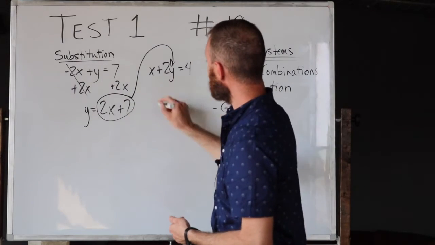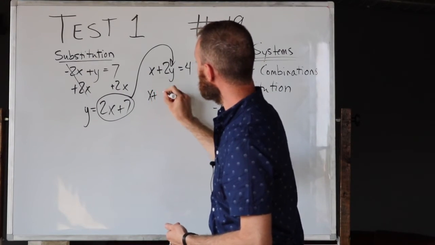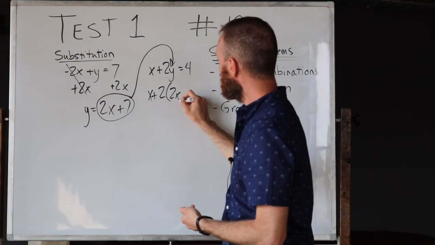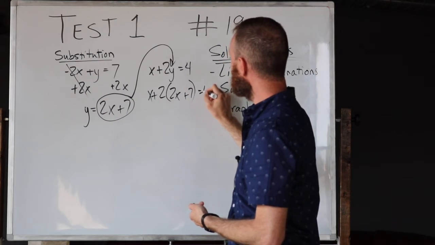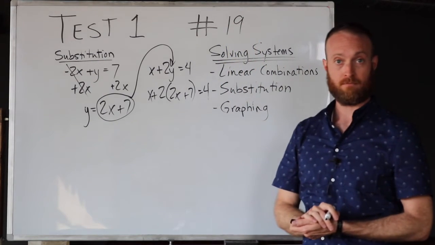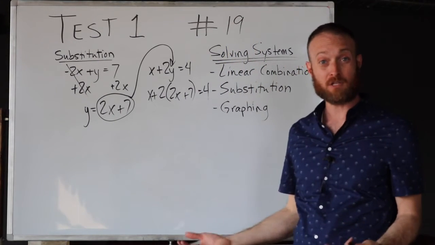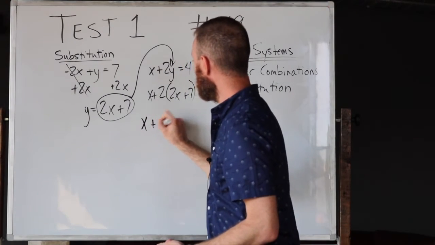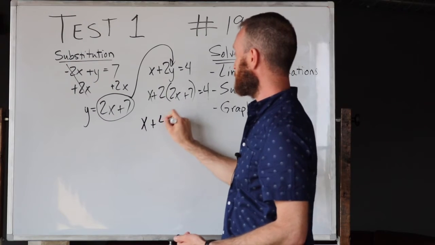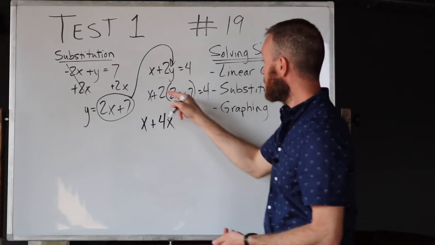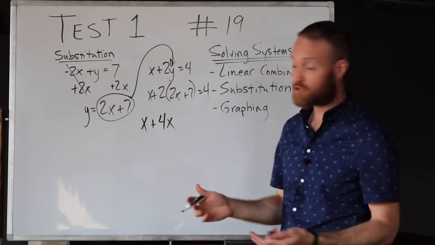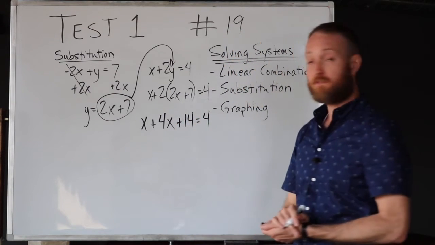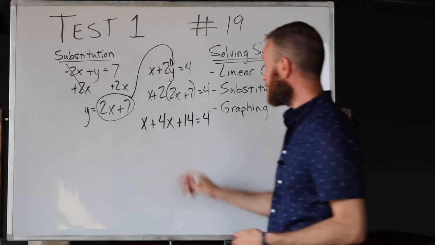So we take this, we plug it in, so we write x plus 2 times y. Well, this is now y equals 4. Now we have a simple equation. We're going to solve for x. You've got to use the distributive property. We have x plus 2 times 2x is 4x. 2 times 7, this is the distributive property, 14 equals 4.